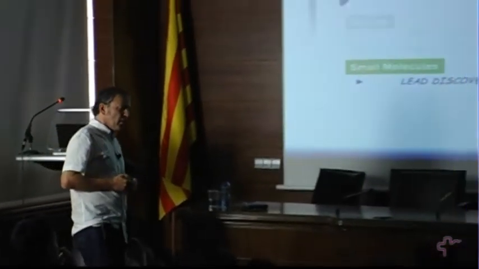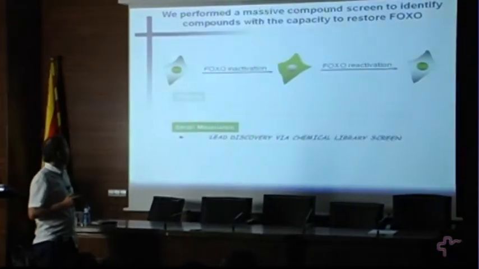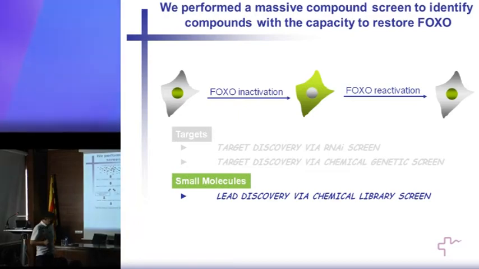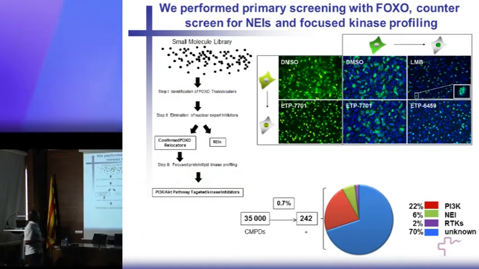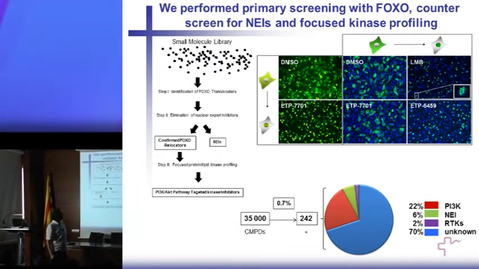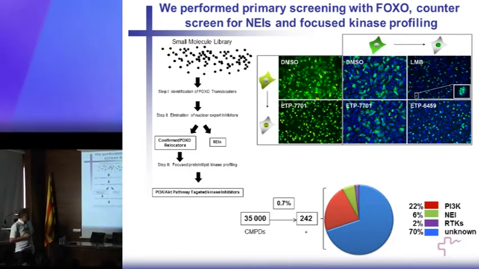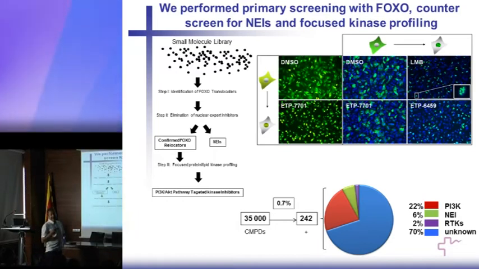So anyway, with these tools in hand, we performed a massive compound screening. We screened 35,000 compounds. The first filter was the Foxo translocation, then counter screening for nuclear export inhibitors, and then we did a focused kinase profiling. Here is just how the images look. And with this strategy, we ended up with 242 active compounds.